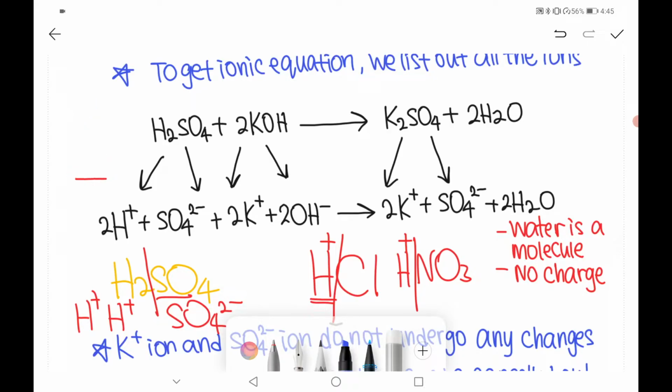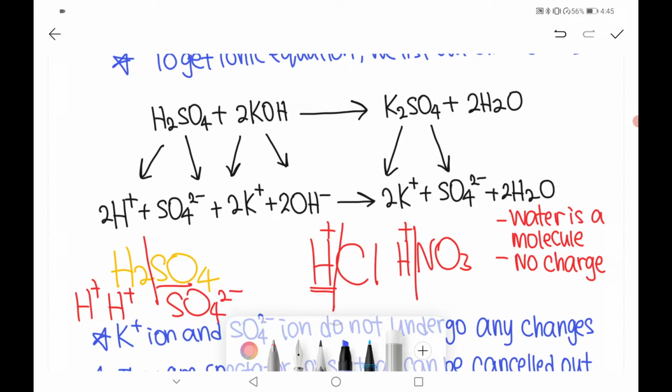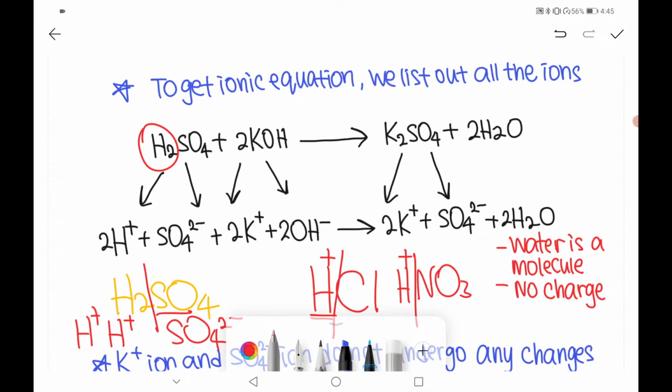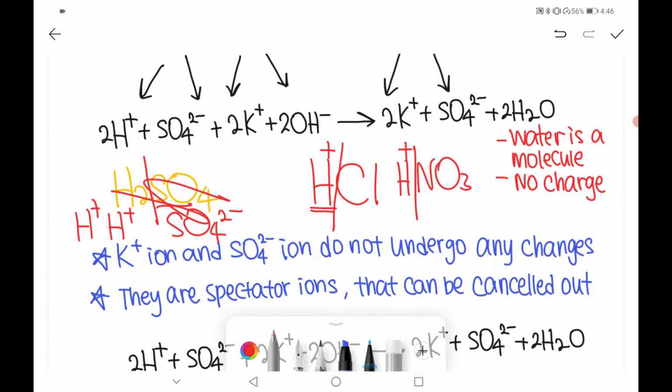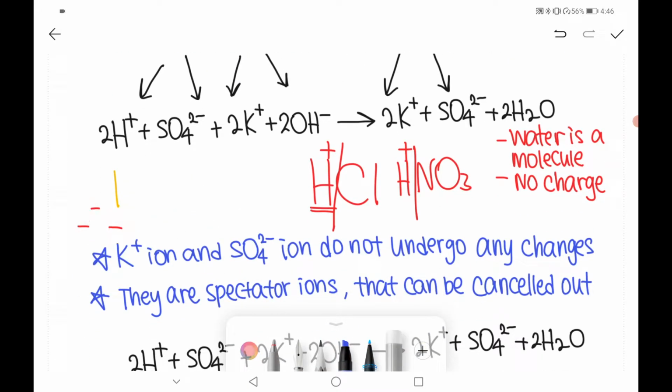Now we already get the charge for the hydrogen. What about SO4? The charge is 2 minus. So now we already get the charges for the sulfuric acid. Let me clean this first.